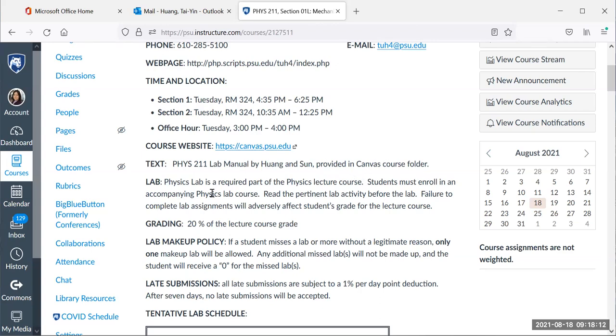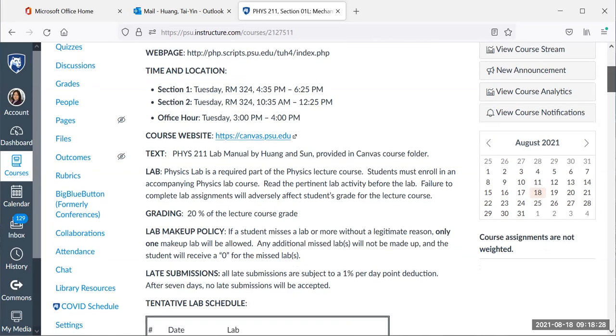in Canvas. Lab is a required part of the physics lecture course, so you have to enroll in one of the lab sessions in order to earn your physics lecture grade. And the lab is worth 20% of the lecture course grade.